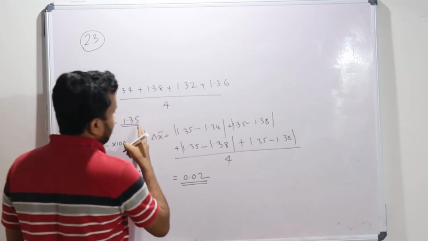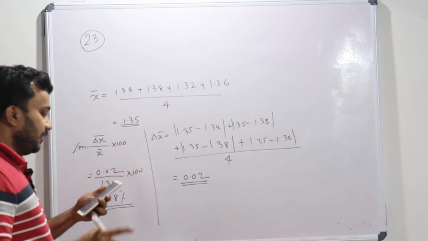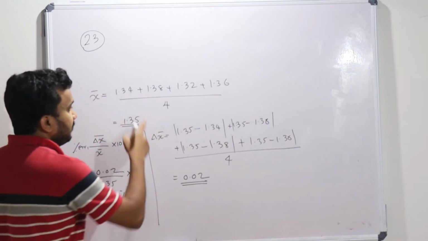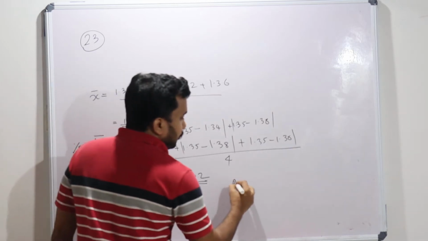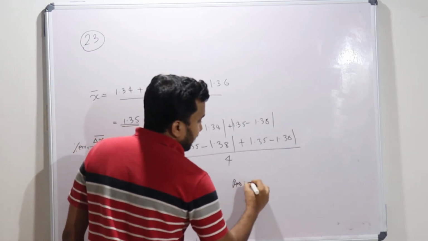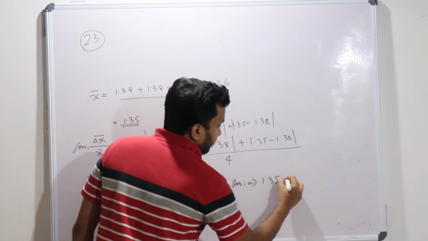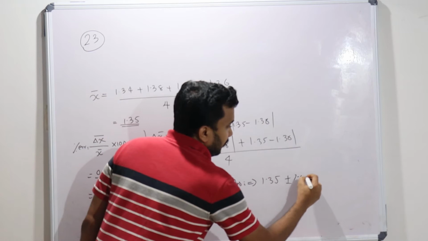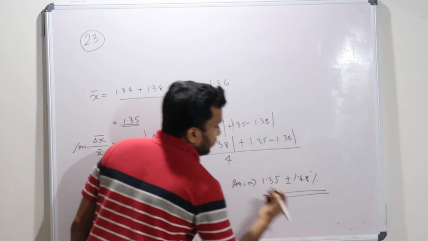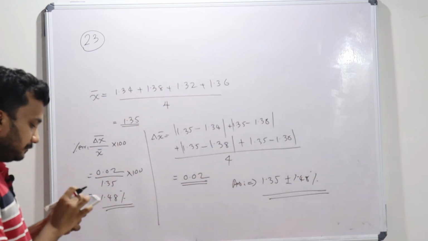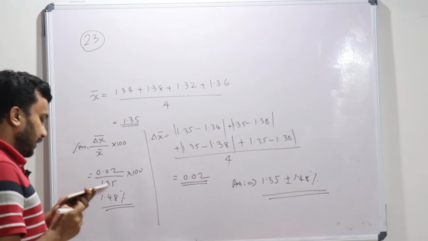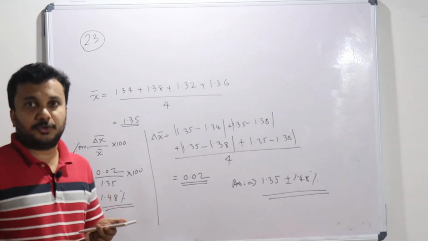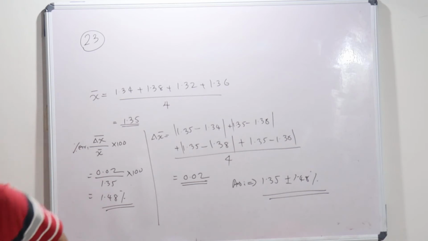So what will be our answer? The question is asking for the mean value of the refractive index. The mean value is 1.35, so our answer is 1.35 plus or minus the percentage error. What is the percentage error? 1.48 percent. This is the answer. So the answer is option A. Option A is the answer for the 23rd question. We'll move to the next one.